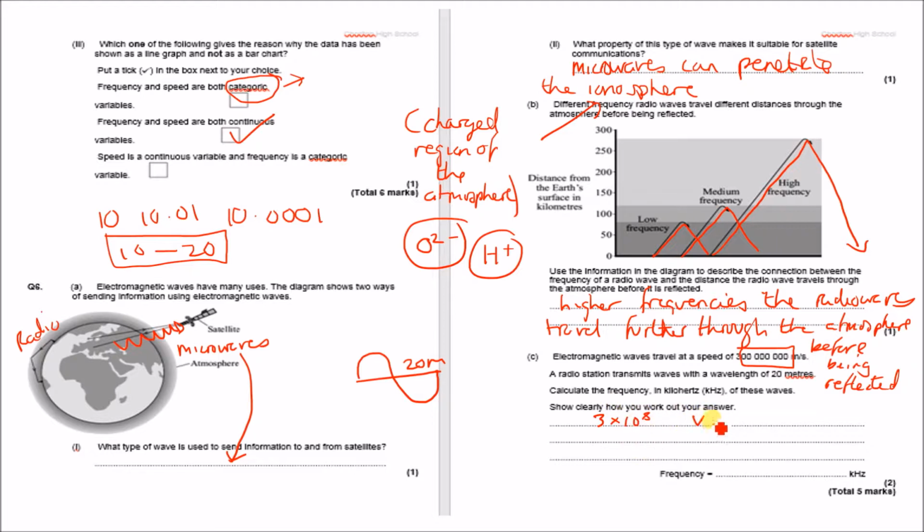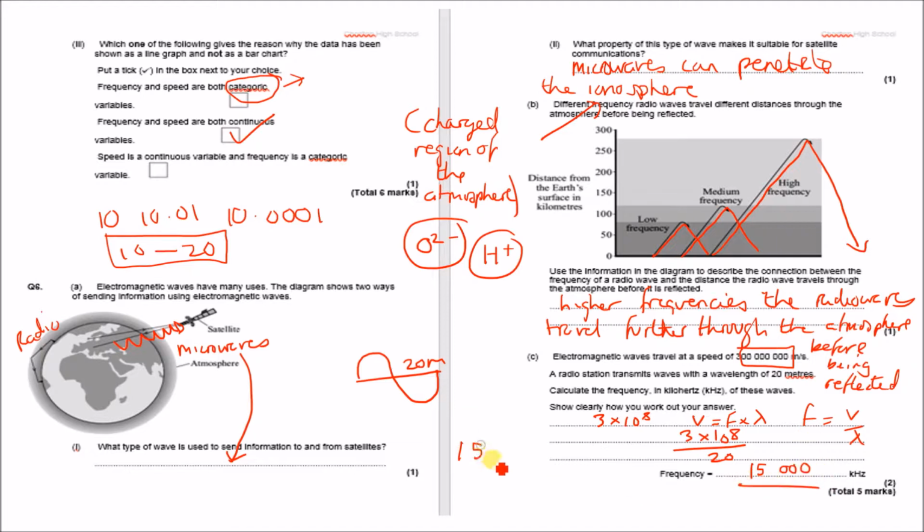Well, we know that V is equal to F times lambda from before. So F must be equal to V divided by lambda. So V is speed, and lambda is the wavelength. So we're going to do 3 times 10 to the 8, and we're going to divide that by 20, which is our wavelength, and that will give us 15,000 kilohertz.